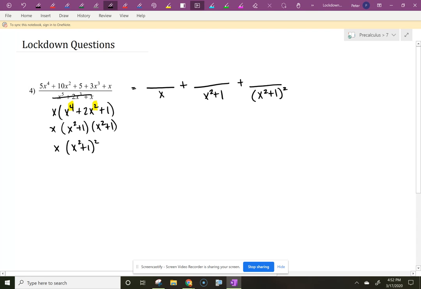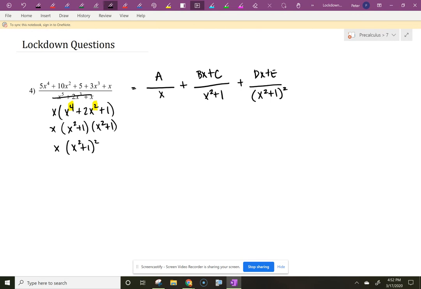All right, now I go to the numerators. I'll call this A, right? Now this is squared, so I'm going to call this Bx plus C. And then this one is also squared, so Dx plus E. Ugh, 5 variables doesn't sound like a whole lot of fun. All right, now what do?